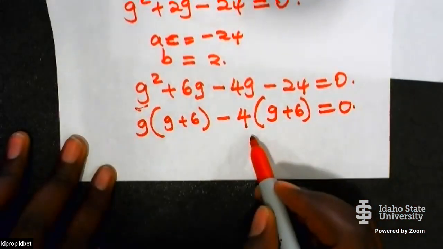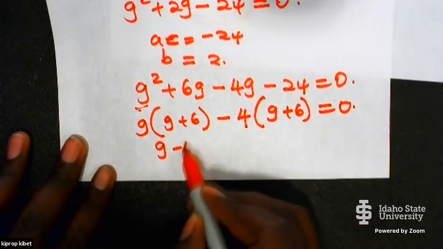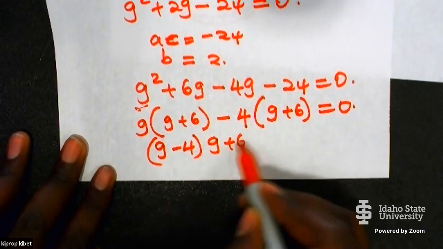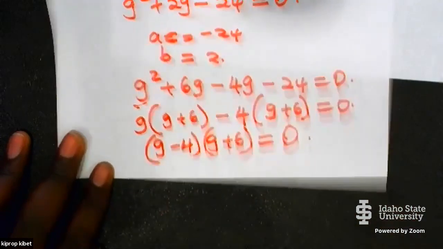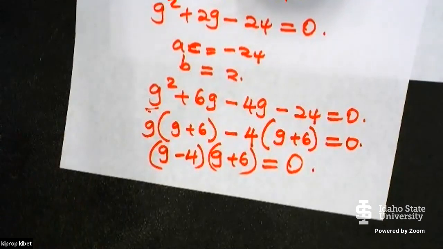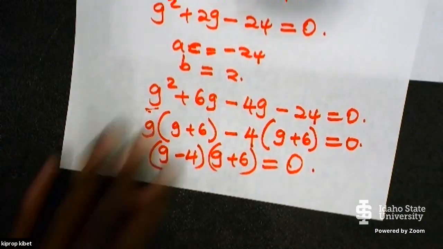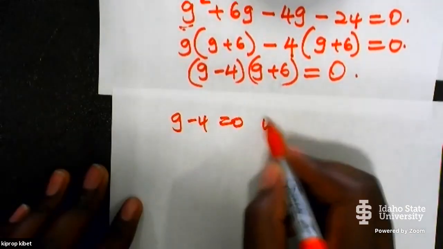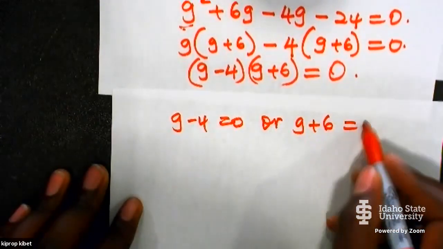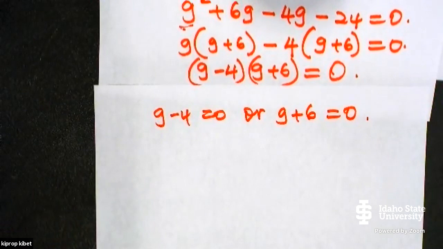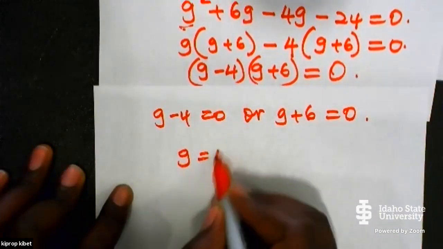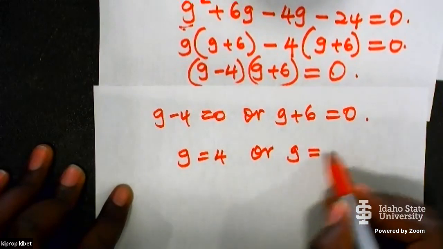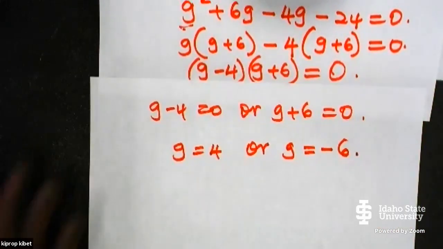Then we factor out the common factor again. So (G minus 4)(G plus 6) equals 0. Now, using the zero product property, what do we get? G minus 4 equals 0, or G plus 6 equals 0. So G equals 4, or G equals minus 6.